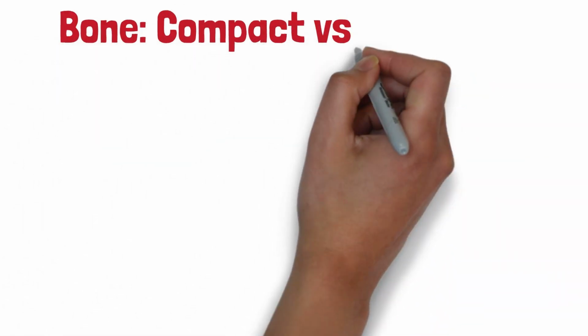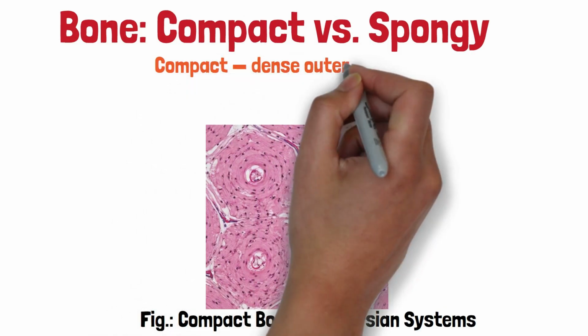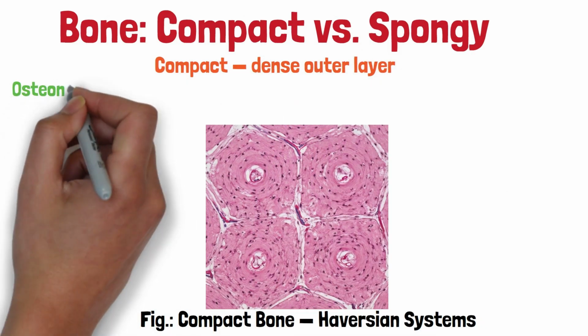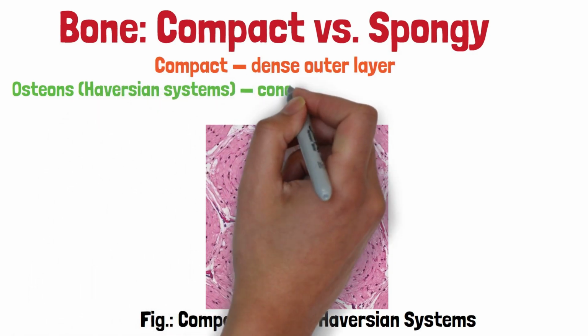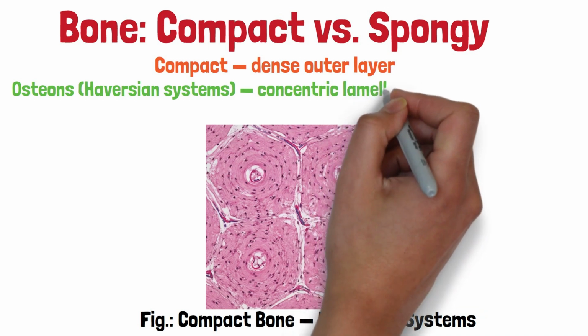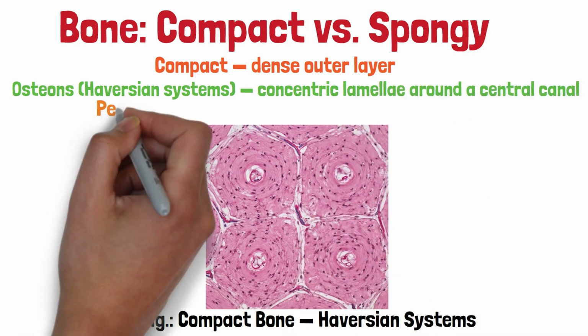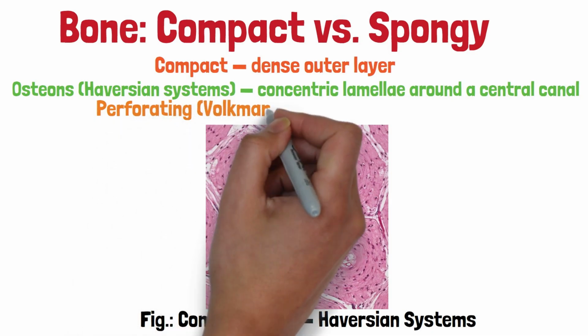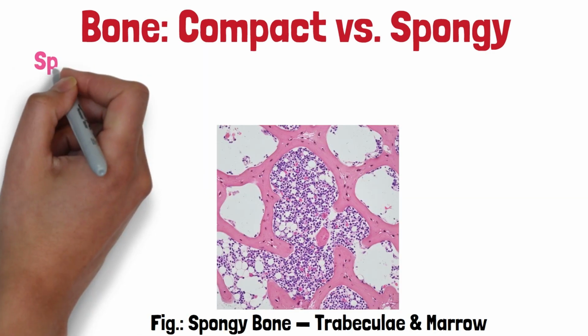Macroscopically, bone comes in two forms. Compact bone is the dense outer layer. It's organized into osteons or haversian systems, concentric rings of lamellae wrapped around a central haversian canal that carries vessels and nerves. Those osteons connect to each other through perpendicular perforating or Volkmann canals.